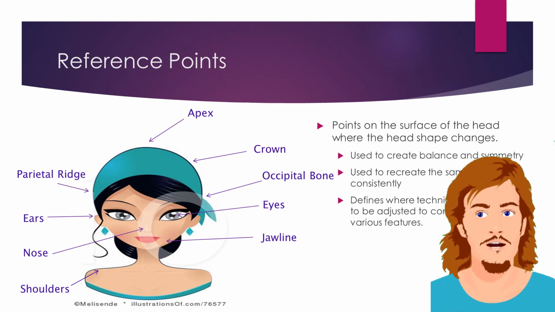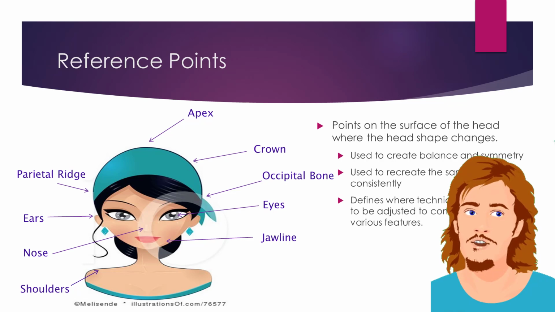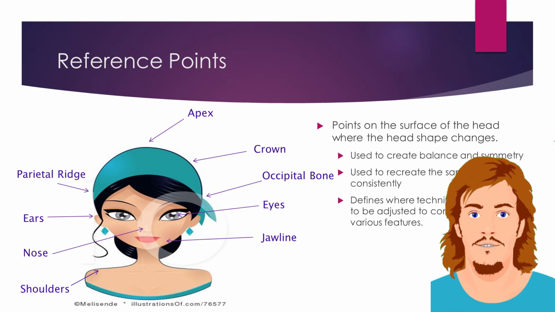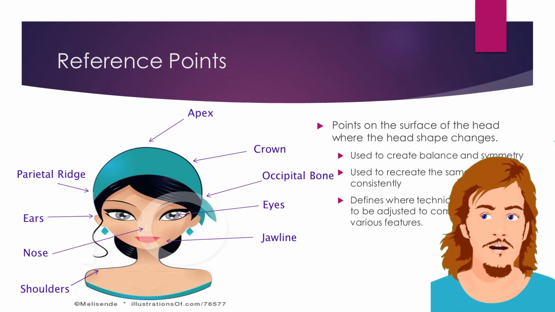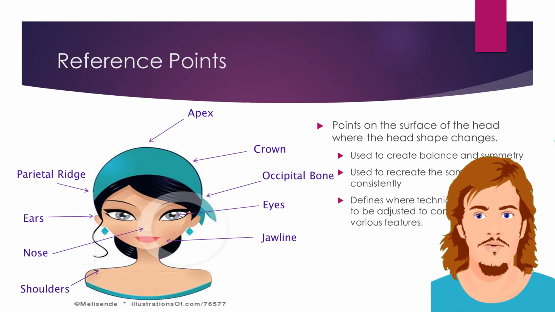When we are ready to begin analyzing the head, we need to look at the various reference points. These are points on the surface of the head where the head shape changes. They are used to create balance and symmetry, to recreate the same haircut consistently. And they define where techniques may need to be adjusted in order to compensate for various features.